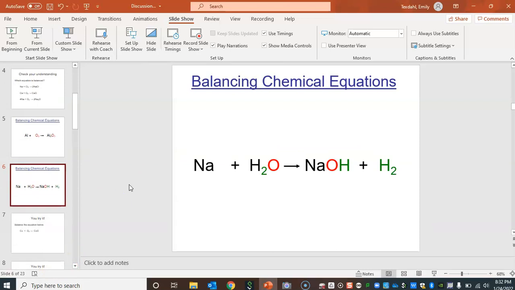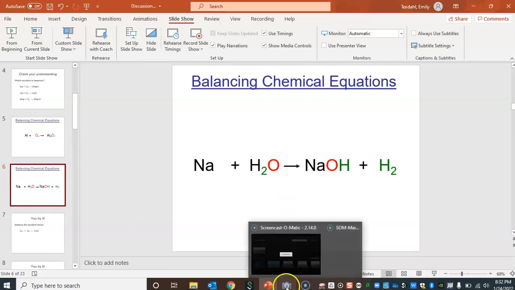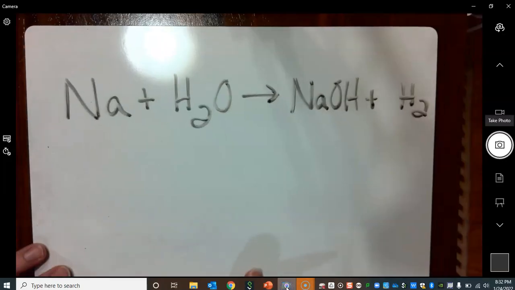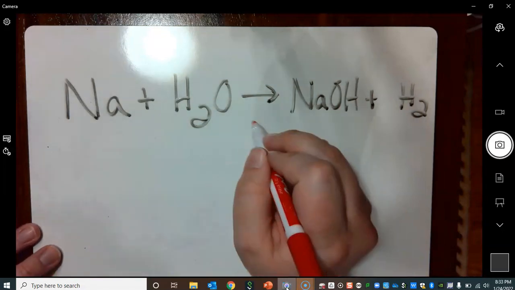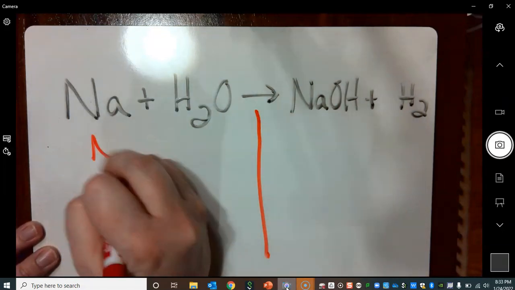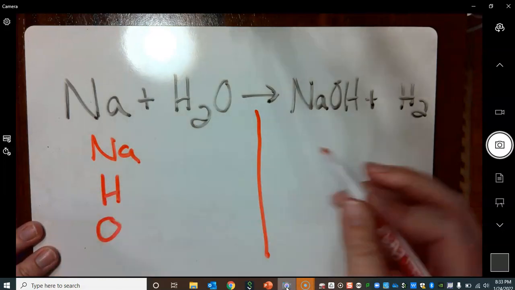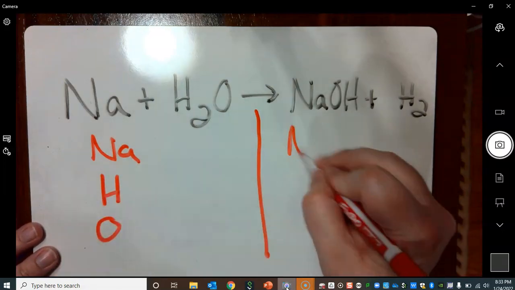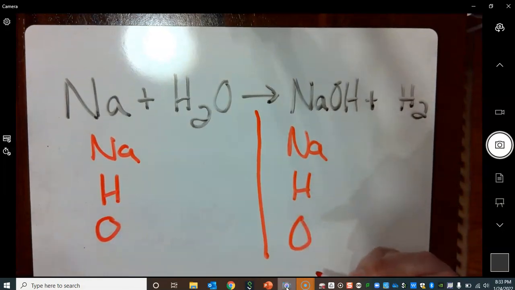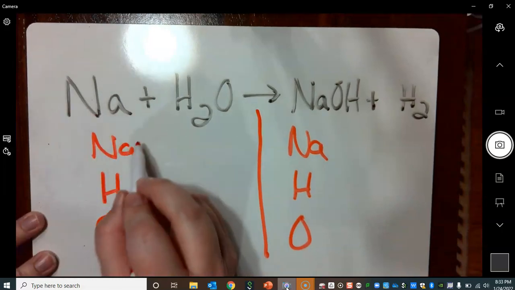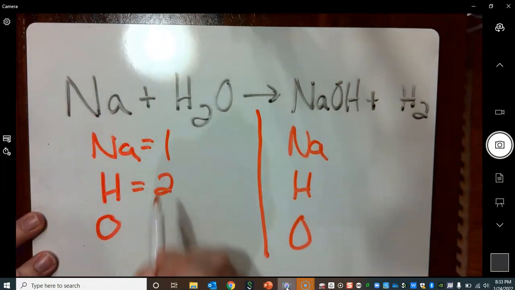So my next example here is sodium plus water yields sodium hydroxide and hydrogen. All right, so this one's a little complicated just looking at it, because on the right side I have hydrogen in 2 places. So I'm going to need to be careful of that as I balance. All right, so I have sodium, hydrogen, and oxygen. And when you do your inventory on the right side, I would suggest keeping those atoms in the same order, because if you mix them up, you might get a little confused. It's easy to do.